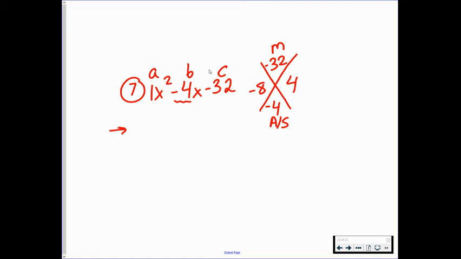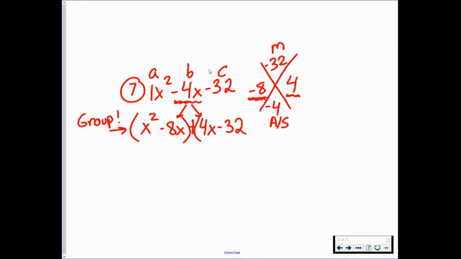Our next step is to rewrite this trinomial with these 2 values in place of the -4x. So I'm going to keep the x squared. -8x comes from this factor. 4x comes from the other factor. And minus 32 goes at the end. So all I did in that step was rewrite -4x with those 2 factors that we just found over to the right. Now since we have 4 terms, I'm going to factor this by grouping.